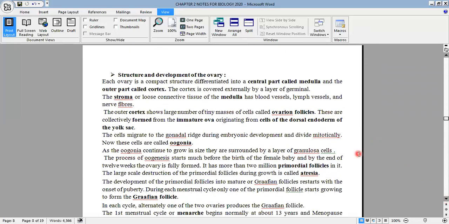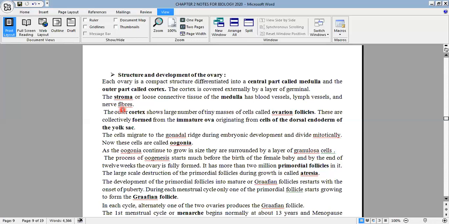Now let us see structure and the development of ovary. As we know, every delicate organ of the body has two parts, outer cortex and inner medulla. Same here with the ovary. Ovary has an external part called cortex and internal part known as medulla. The medulla region shows a loose connective tissue or stroma, and in this loose connective tissue there are many blood vessels, lymph vessels, and nerve fibers. The outer cortex region shows a number of ovarian follicles.